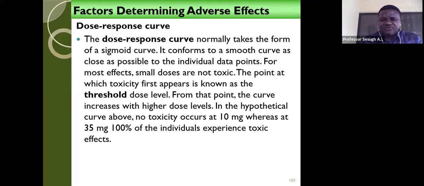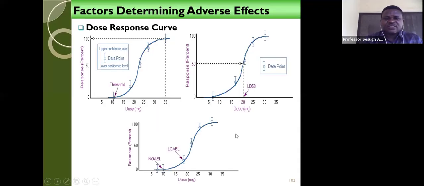Okay, we have said that before. So you can see from the graph that from that point, the curve increases with higher dose levels. In the hypothetical curve above, no toxicity occurs at 10 milligrams, whereas at 35 milligrams, 100% of the individuals experience toxic effects. So that is the explanation of what we have just looked at.